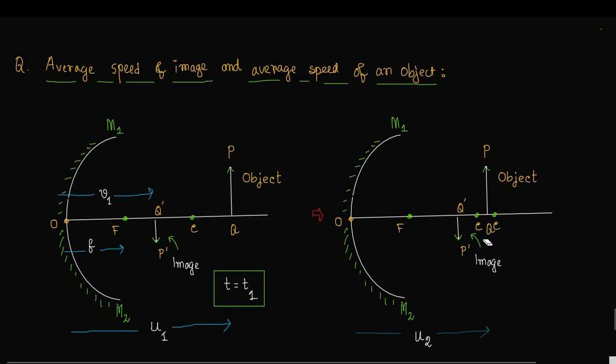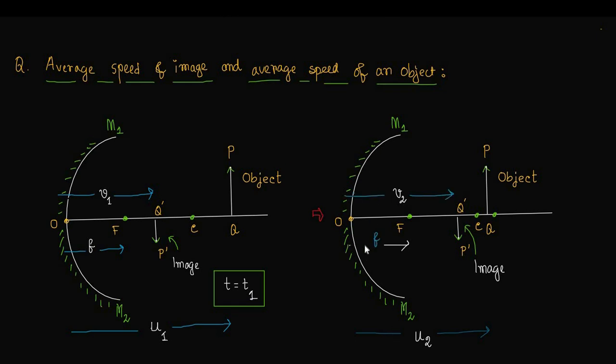Now we can consider the position of object and image at instant t equal to t2 second. For the position PQ at a distance u2, image P'Q' will be formed at a distance v2. So here u2 is the final distance of the object and v2 is the final distance of the image at the instant t equal to t2 second.